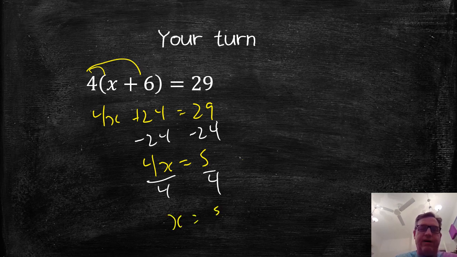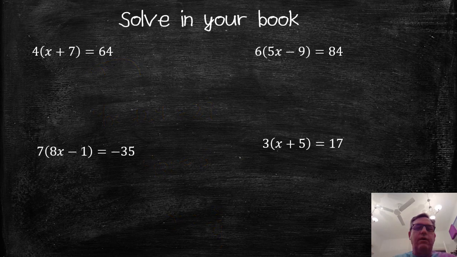X equals 5/4. Now, you could have divided by 4, and on the right side you would have 29 over 4. On the left side, x plus 6. It's a little bit messier. As long as you keep track of your work, you will end up with the same answer. Okay, I want you to pause the video. I want you to solve these, showing all your working out in your exercise book.